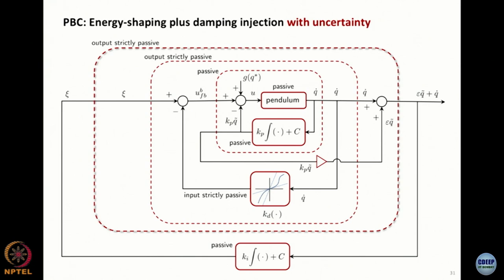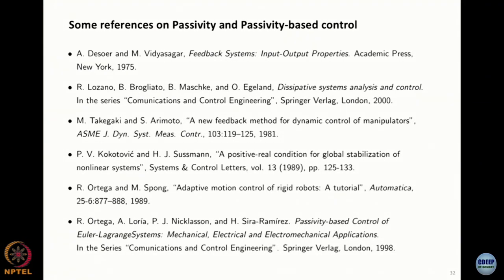And it all boils down to PID control. So PID control for robot manipulators is another passivity-based controller. These are some references in case you want to know more about all this.